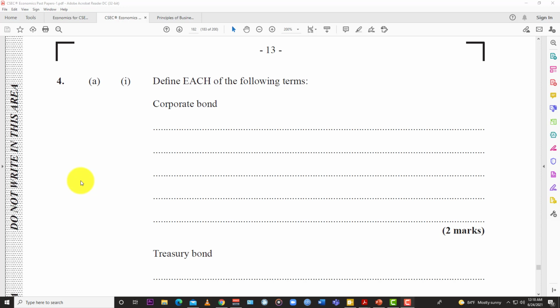Alright, so let's jump into it right now. Number 4. Define each of the following terms. And again, the definitions are 2 marks here. Corporate bonds and treasury bonds.